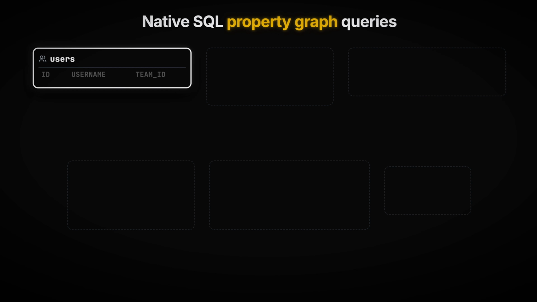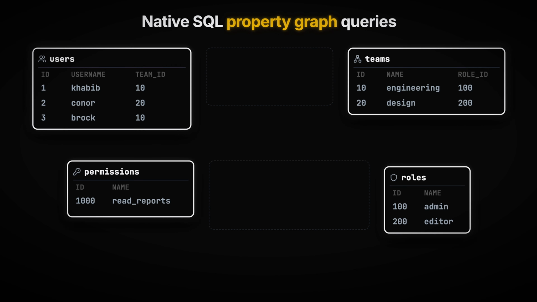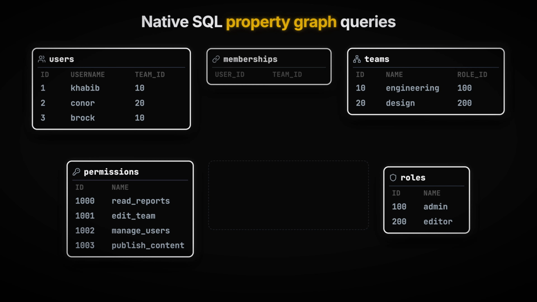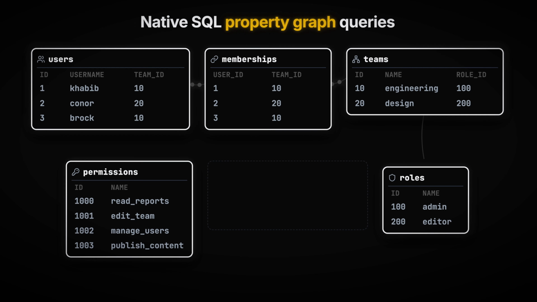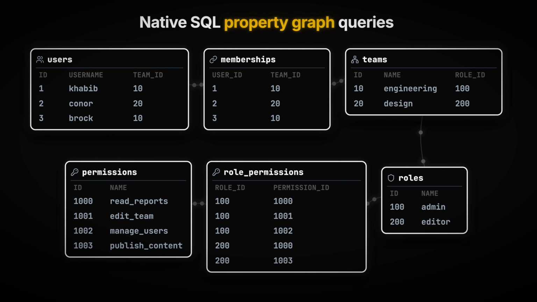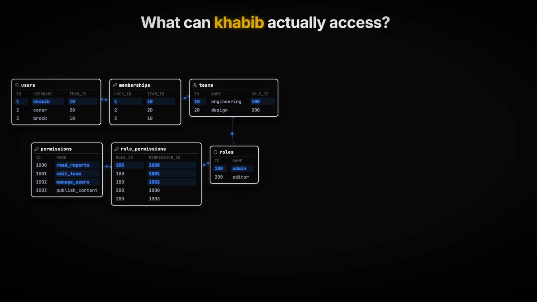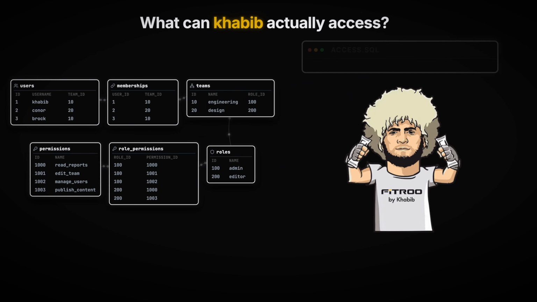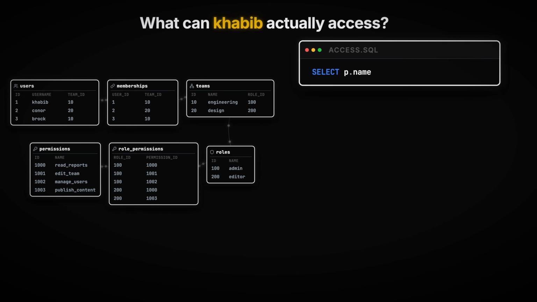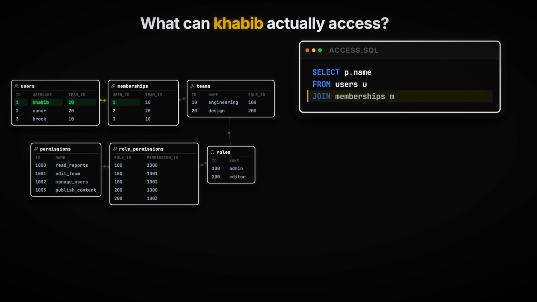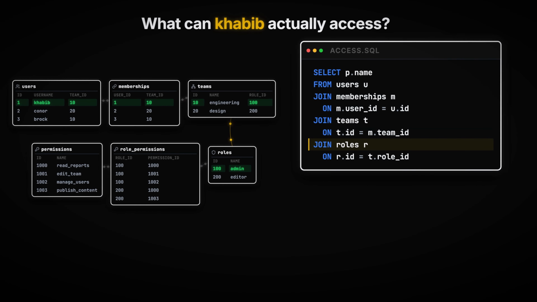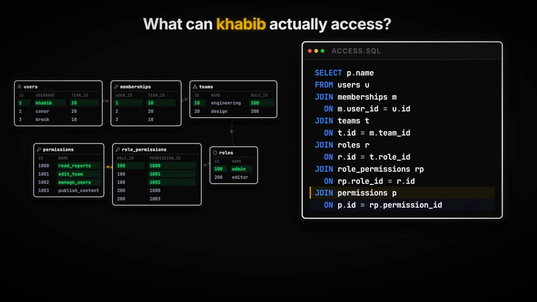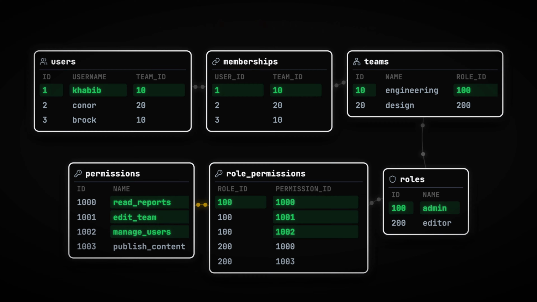Imagine an application with users, teams, roles, and permissions stored across different tables. A user belongs to a team. That team has a role. That role has access to certain resources. Now you want to answer something simple. What can this user actually access? With relational SQL, you may need to follow multiple joins across users, memberships, teams, roles, and permissions. As the number of relationships grows, those queries become harder to read and maintain.